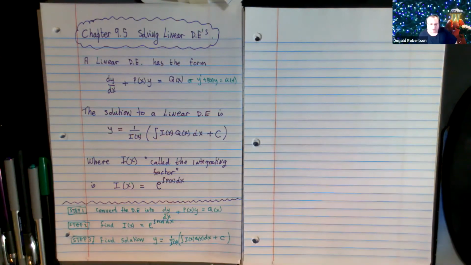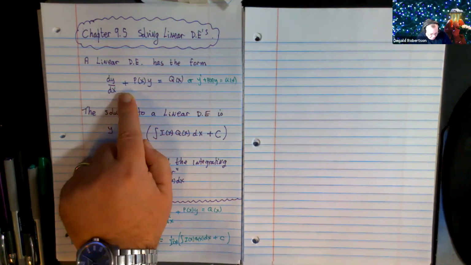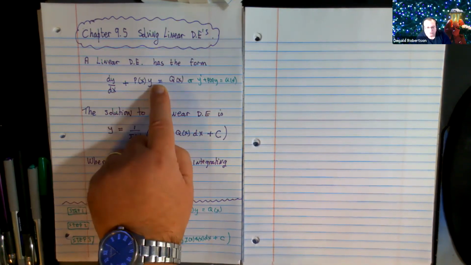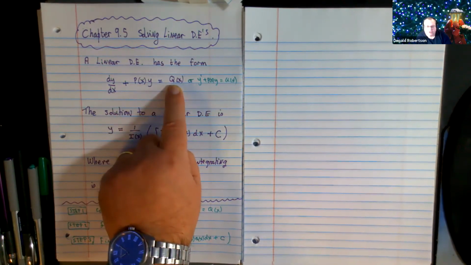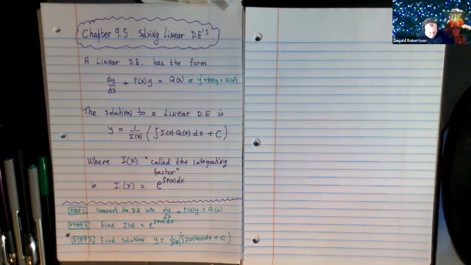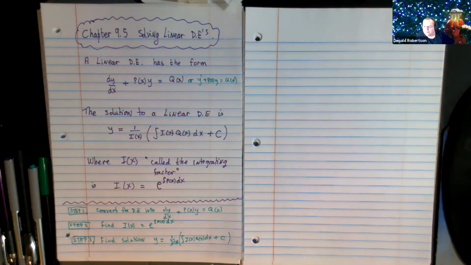So we are on our last section, section 9.5, solving linear differential equations. So what does a linear differential equation even look like? It will have a derivative on its own, plus a function of x times a single y equals another different function of x. Or it might be written as y dash, the same thing. And that is a linear differential equation. That's the form, that's the shape that they have.